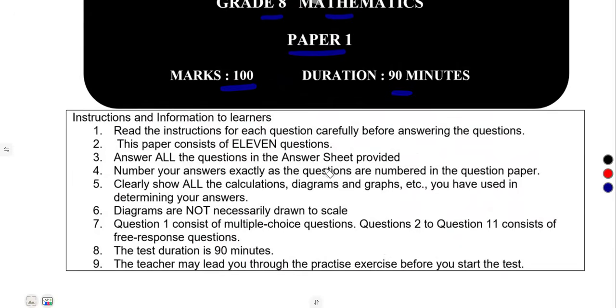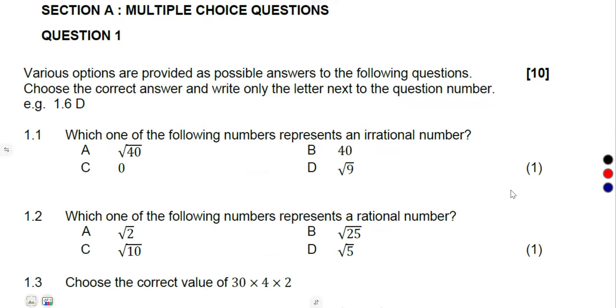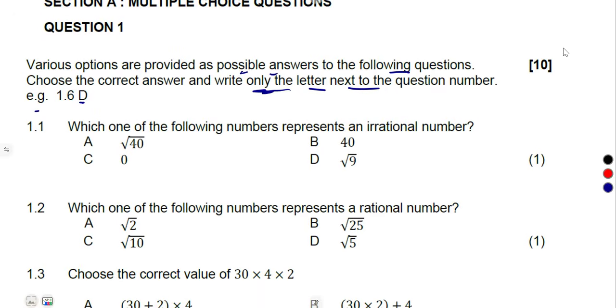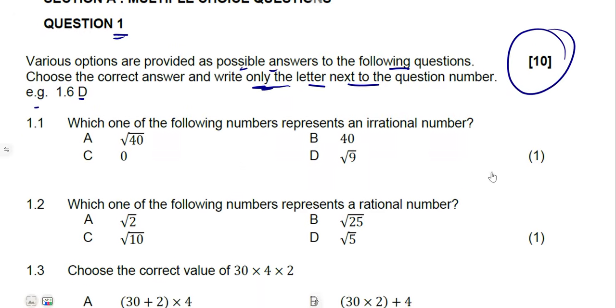So that is it, guys. Make sure you go through the instructions and information that you are given. On section A, which is the multiple choice questions, let's consider what we were given here. They said, question number 1, various options are provided as possible answers to the following questions. Choose the correct answer and write only the letter next to the question number. For example, 1.6, the answer is D, just an example. So that is it, guys. 10 marks for question number 1. That is what we are given.